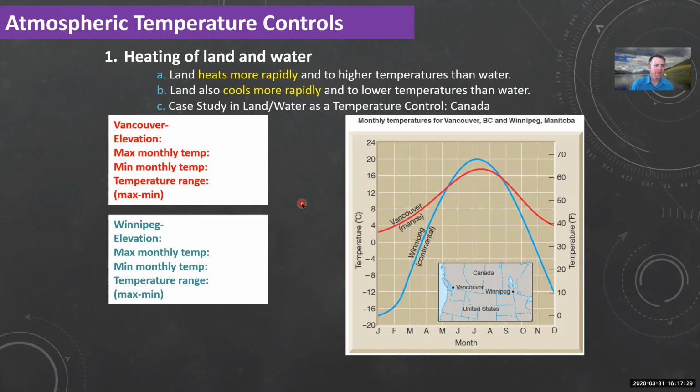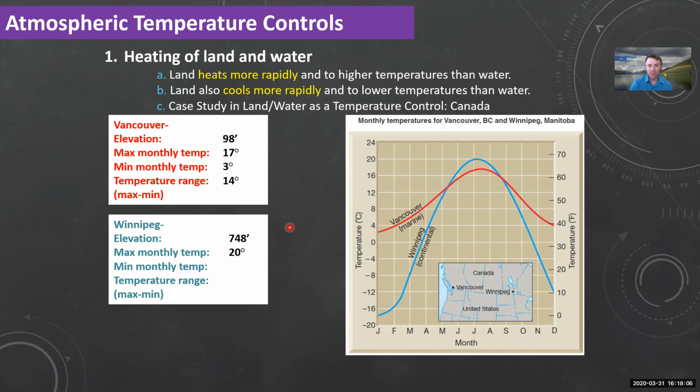Winnipeg is in Manitoba. But in Canada, both of these are Canadian cities. Vancouver, very near the coast. Winnipeg, not near the coast at all. And so what you end up with is Vancouver's elevation is like 98 feet above sea level, but its maximum monthly temperature, and now this is in degrees Celsius, remember 0 degrees Celsius is freezing, 16 degrees Celsius is like 61 degrees Fahrenheit. That's how I always remember them. But it has like a 14 degrees Celsius temperature range. This is like your diurnal temperature range here.